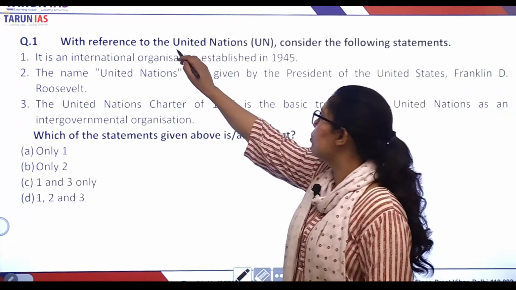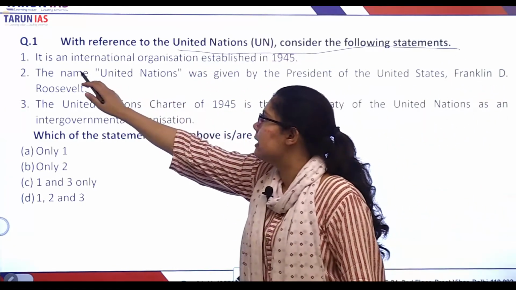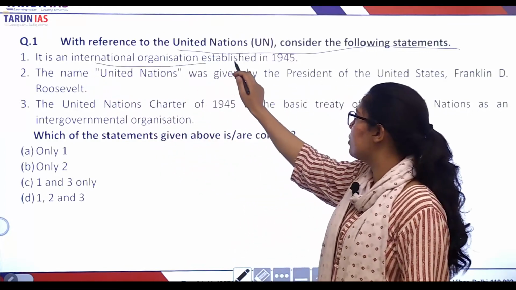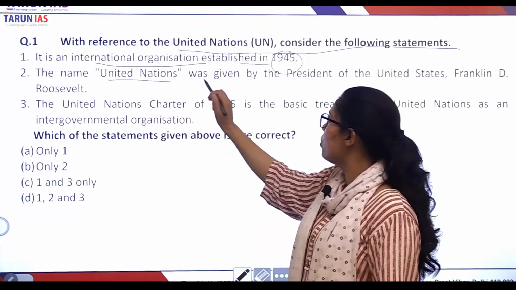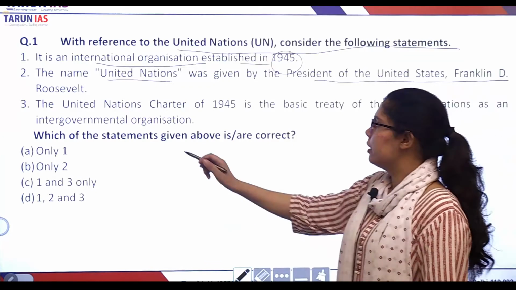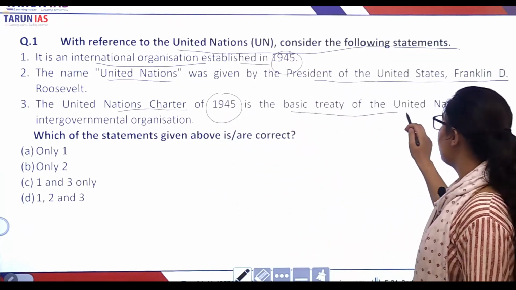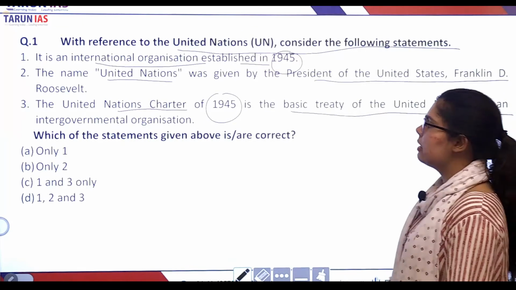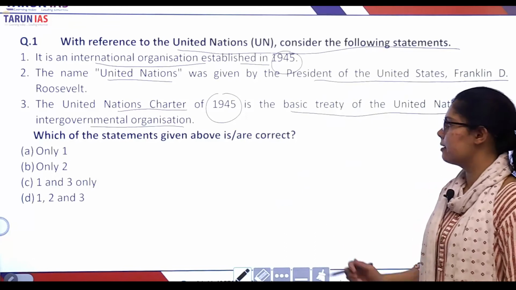With reference to the United Nations, consider the following statements. It is an international organization which was established in the year 1945. The name United Nations was given by the President of the United States, Franklin D. Roosevelt. The United Nations Charter of 1945 is the basic treaty of the United Nations as an intergovernmental organization. Now you have to select the correct answer here.